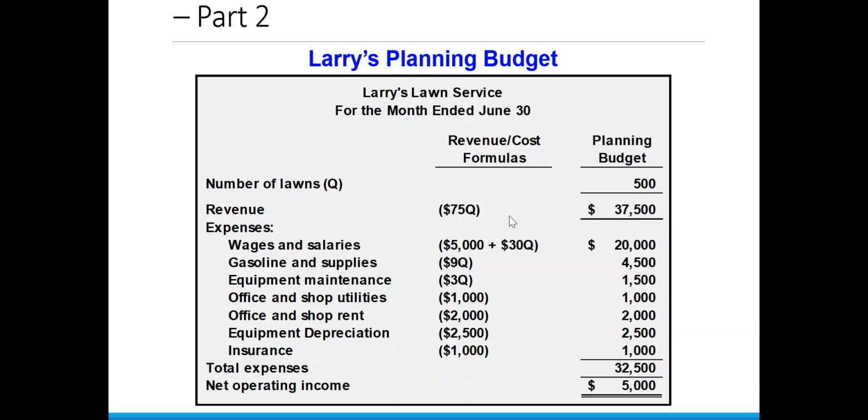It's a mixed cost. You want to start with the $5,000. So you're going to say $5,000 plus $30 times 500 lawns. Gasoline and supplies are going to be $9 per lawn, so you take 9 times 500. Equipment and maintenance, $3 a lawn, that's 3 times 500. And the last set of expenses here that they show are what we would call fixed expenses, in that they don't have any connection with the volume of activity that we're actually performing. So the planning budget shows, at least in this case, a net operating income of $5,000. It's estimated.